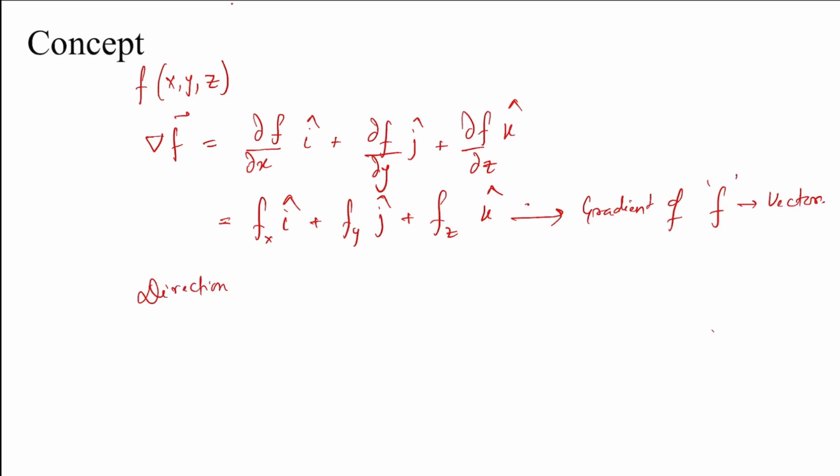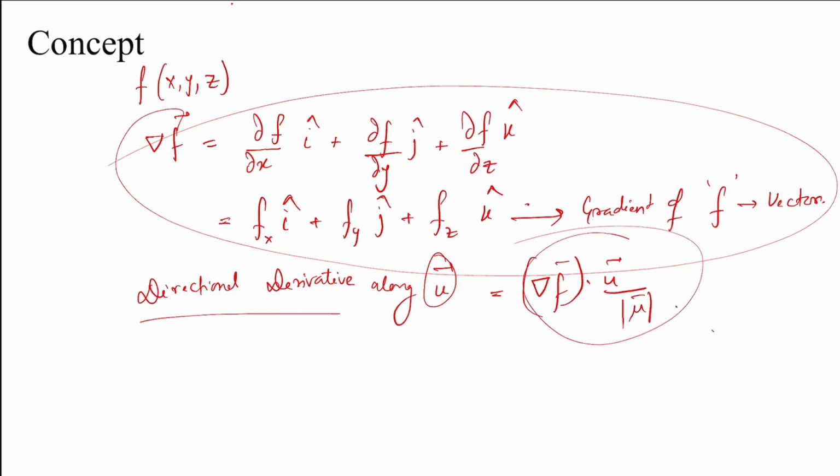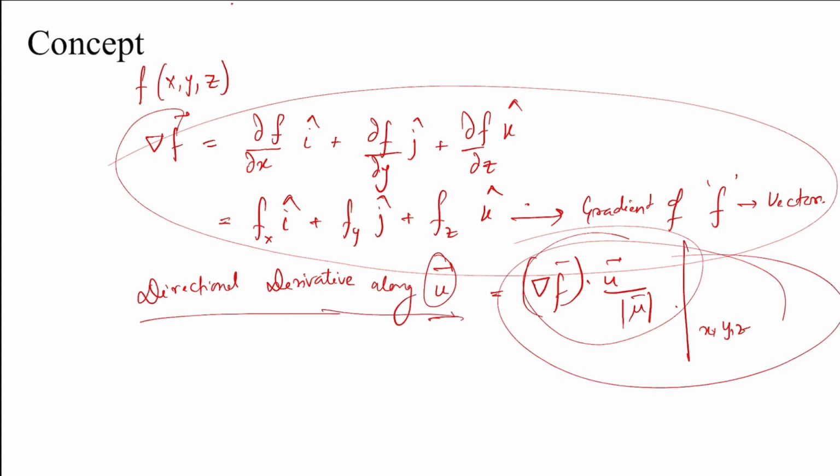Now, to find the directional derivative, that is the component of this gradient along u. To find that, you need to do the dot product with u, but also divide by the magnitude, so that you don't consider the magnitude of u, only the direction of u, and then substitute the x, y, z values to find the directional derivative at that point in the direction of this vector.